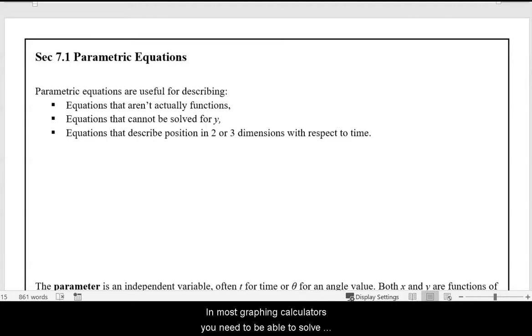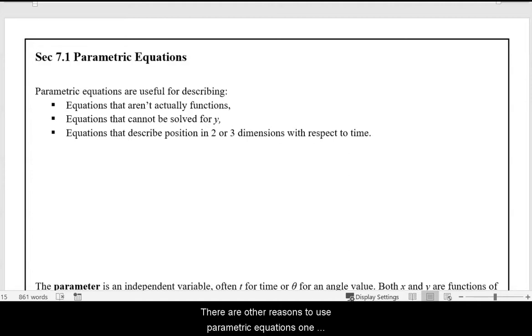Another equation that is very usefully done with parametric equations are equations where you cannot possibly solve for y. In most graphing calculators, you need to be able to solve for the variable y in order to enter it into the graphing calculator. If you cannot solve for y, then you cannot easily graph it. However, by writing it as a parametric equation, you can graph it.